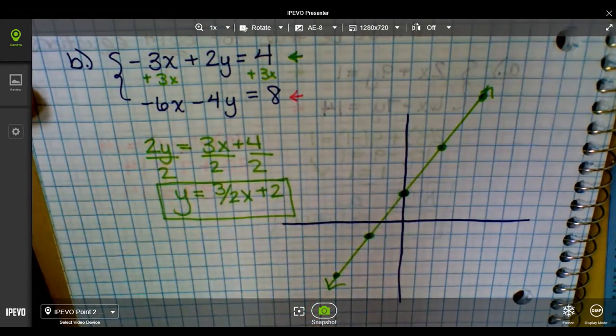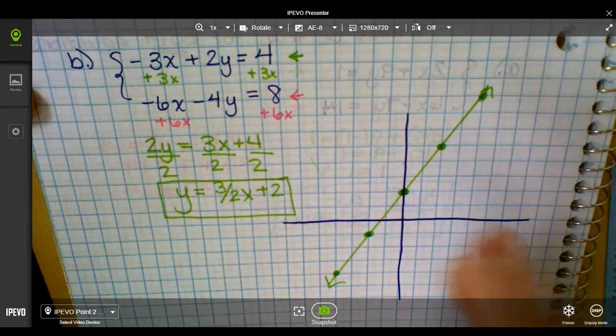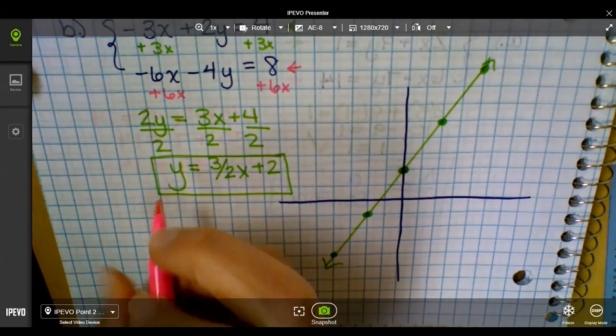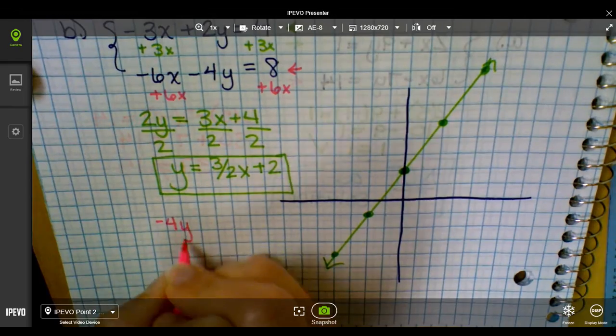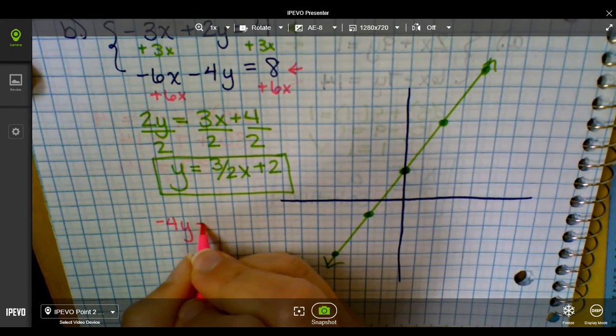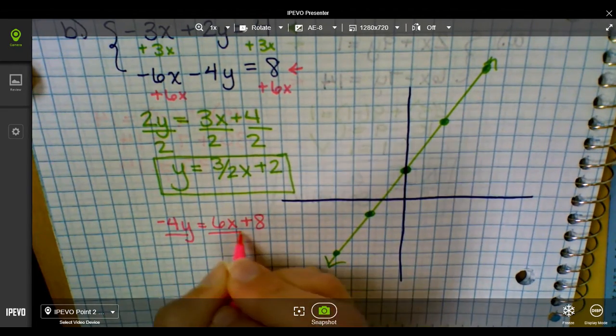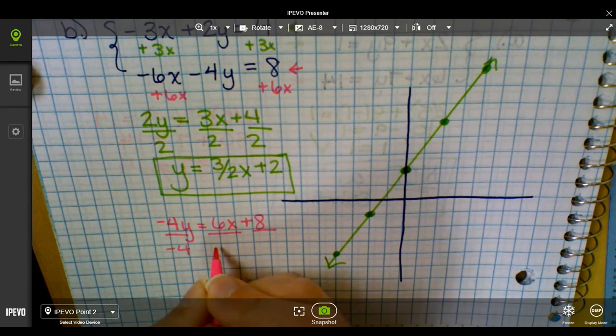All right, so this one, again, I got to put it into slope-intercept form. So I'm going to start by adding the 6x. So I have -4y. Again, this sign is often overlooked, so make sure you're always paying attention to that. Equals 6x plus 8. Divide everything by -4.